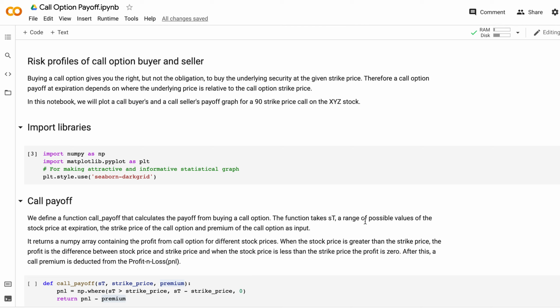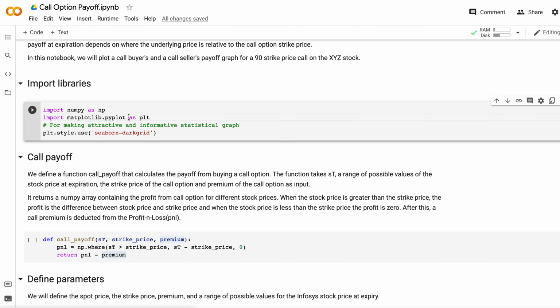So in this notebook that you see, we will plot a call buyer's and a call seller's payoff graph for a 90 strike price call on the XYZ stock. XYZ is a hypothetical stock that we just use, right? It's not a real company. Okay, so how do we start? So we start by importing the libraries that we need. We import NumPy as NP.